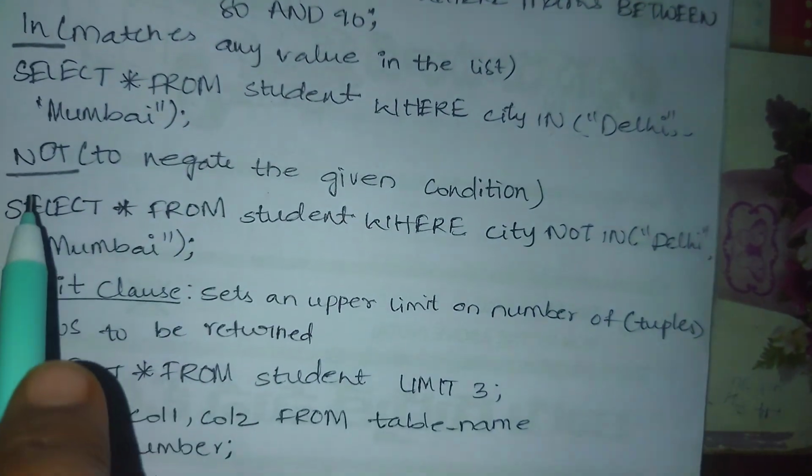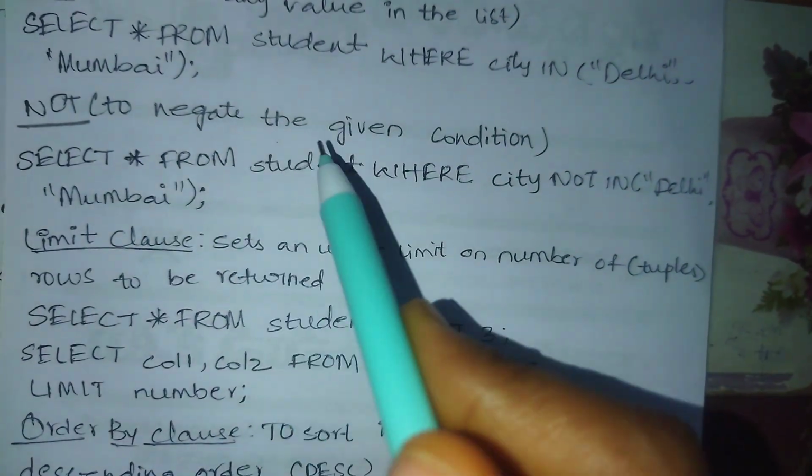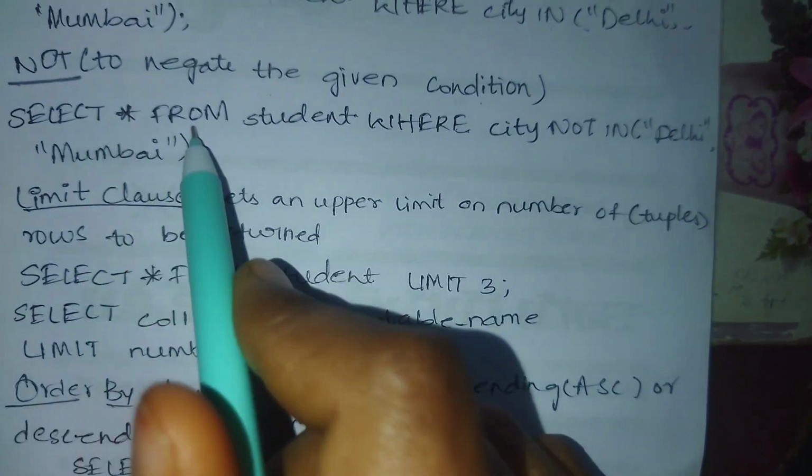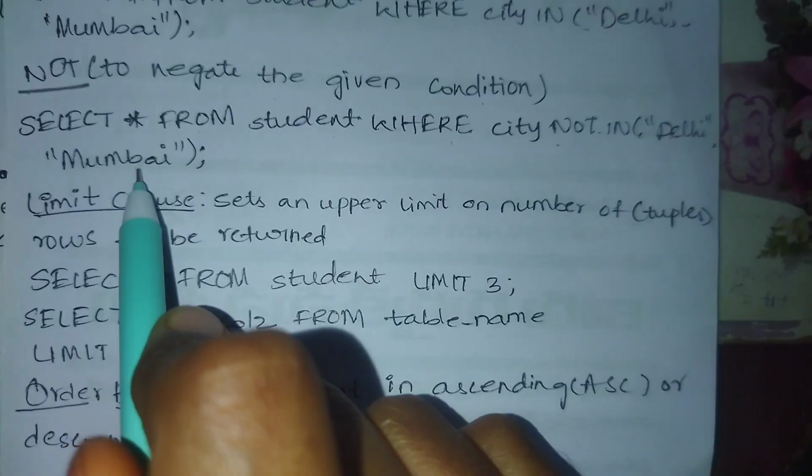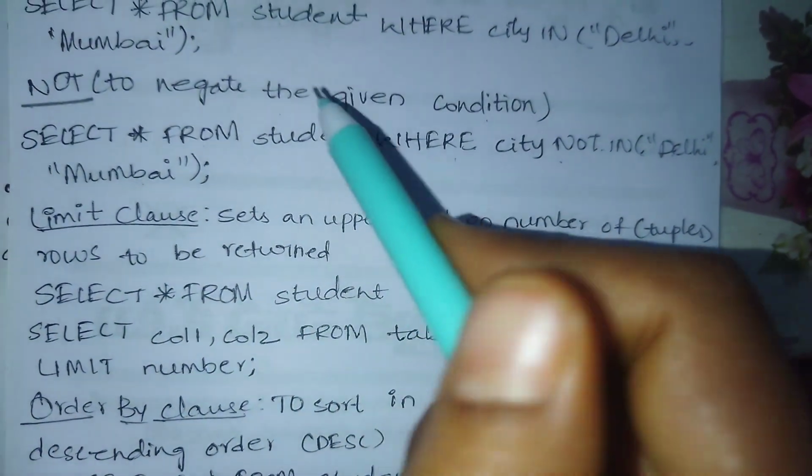Not is to negate or opposite the given condition. Select star from student where city not in Delhi, Mumbai. It is the opposite for other cases.